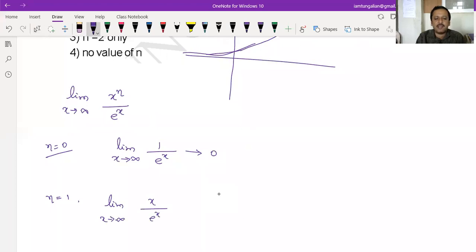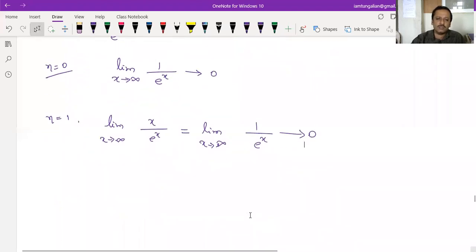Now if I apply the limit, I am going to get infinity by infinity. Infinity by infinity means you can use L'Hospital's rule. So if I use L'Hospital's rule, differentiate this, 1 by e power x. Okay. So now also this will tend to 0, right? 1 by e power x as x tends to infinity, e power x tends to infinity. Hence 1 by e power x will become 1 by infinity, which means it will tend to 0. So for n is equal to 1 also it is true.